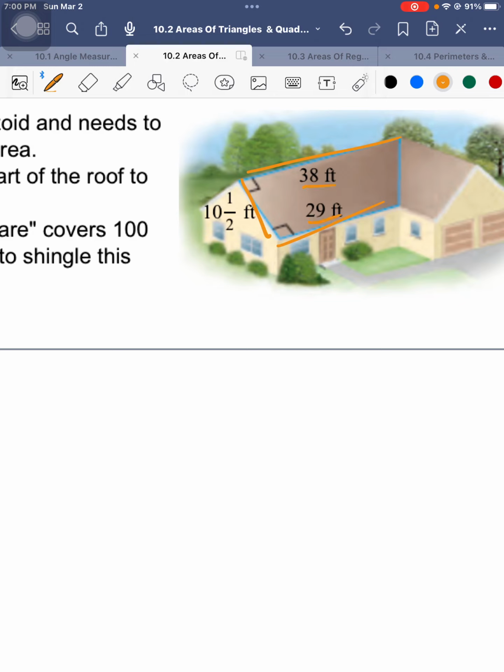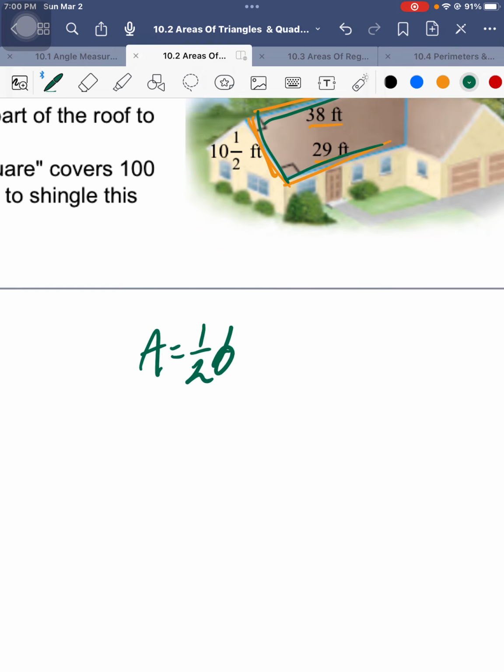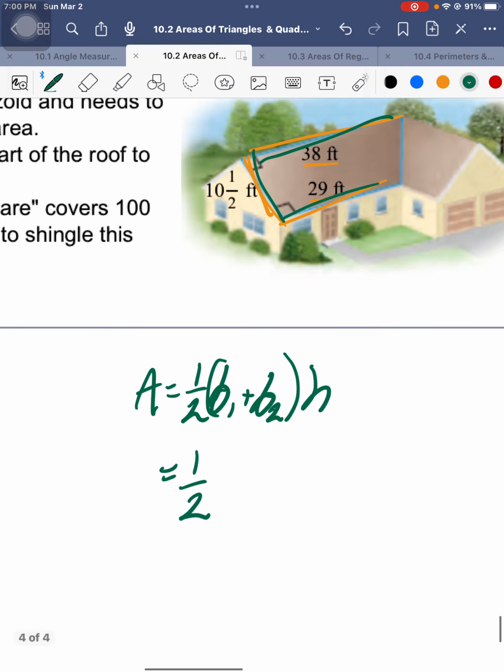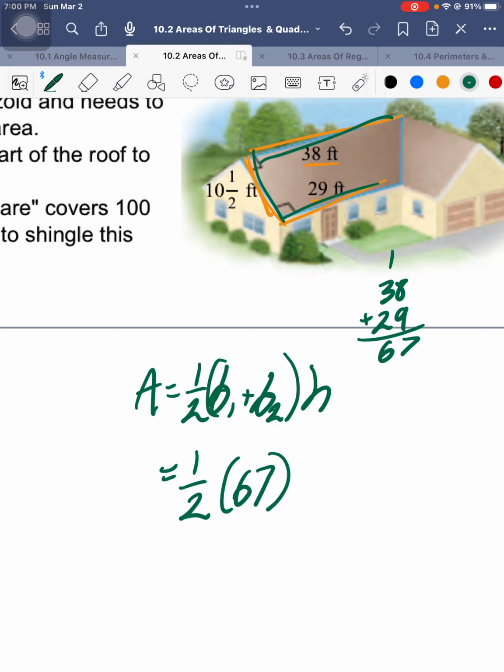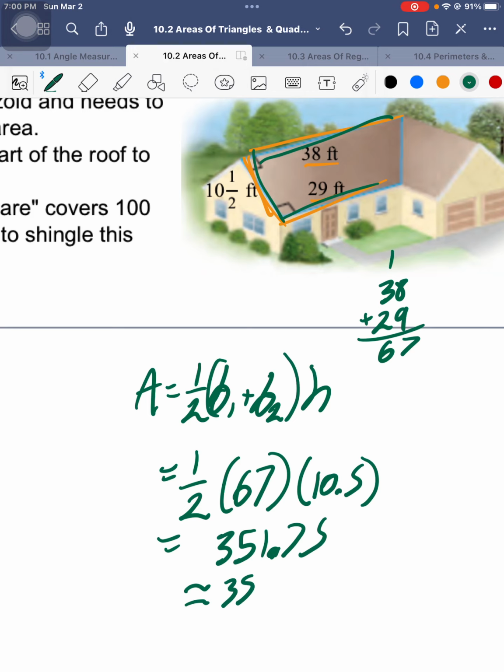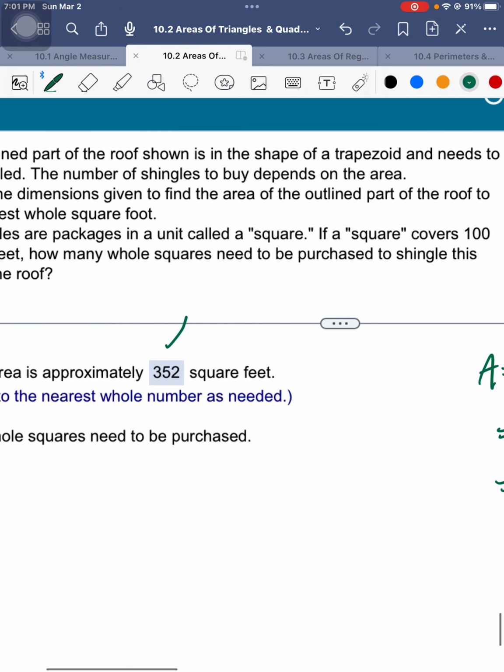Okay, well, I know my bases are this and this, and my height is that. So area is equal to half base 1 plus base 2 times height. Half. What is 38 plus 29? 67. And my height is 10 and a half, so let's just do 10.5. So now 0.5 times 67 times 10.5 equals 351.75. But they asked us to round to the nearest whole number, so that should be 352. There it is, 352.